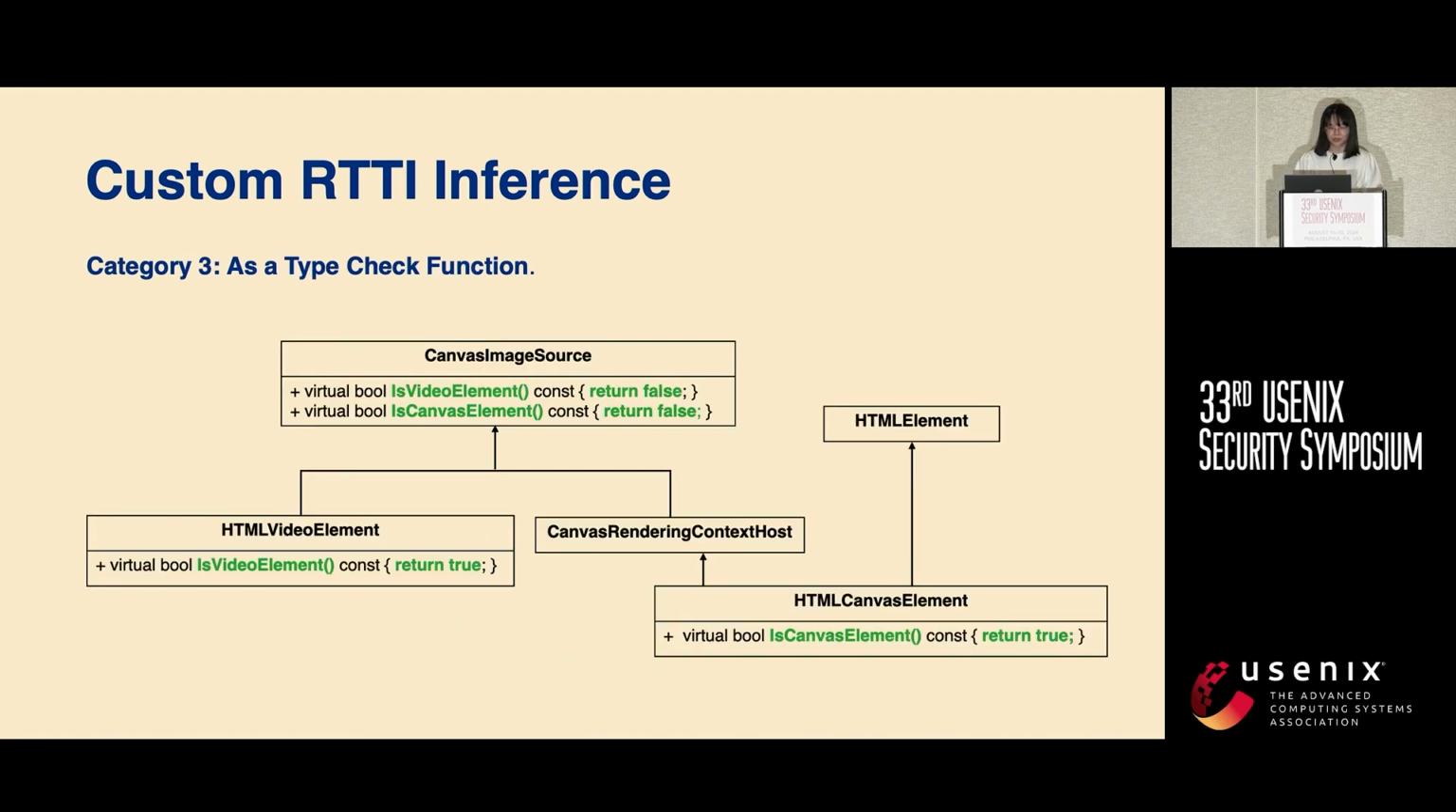The last category is RTTI defined as a type check function. In the base class, it declares a couple of virtual functions that return false. Different derived classes override those virtual functions and return true to indicate different types.